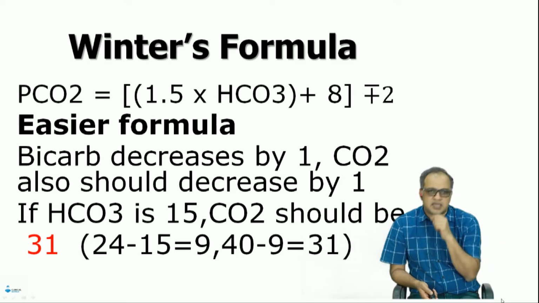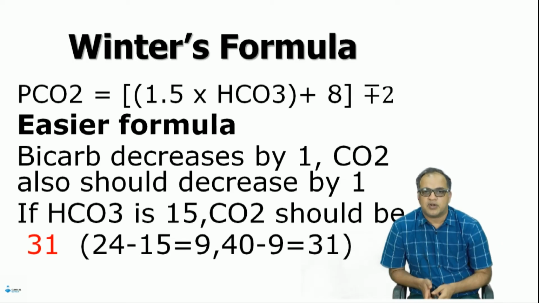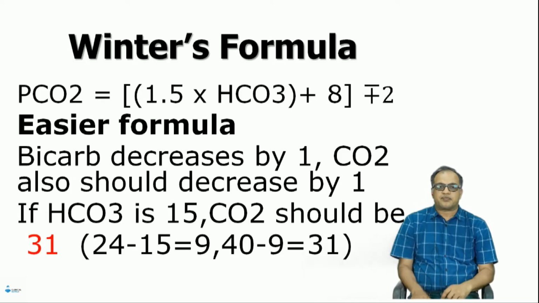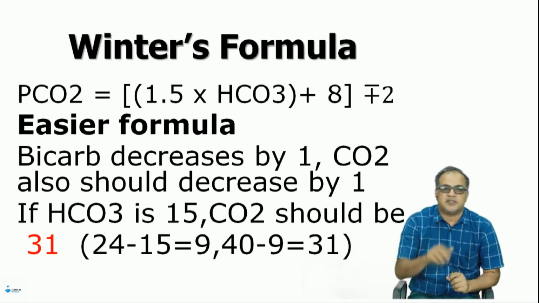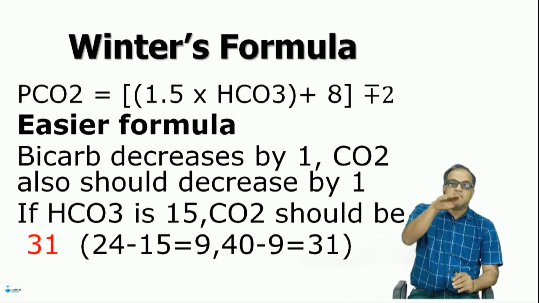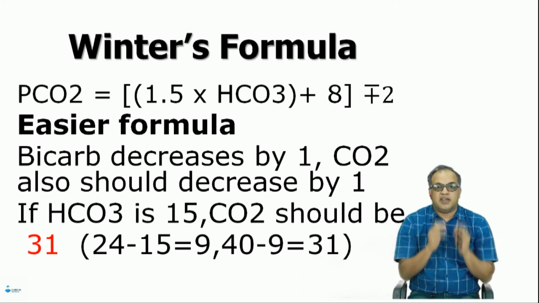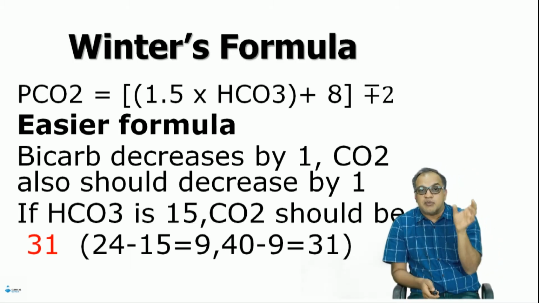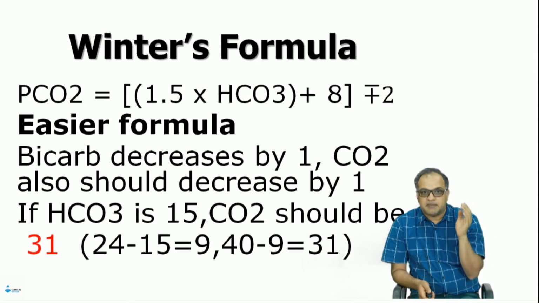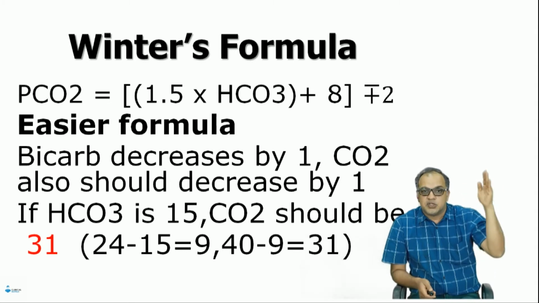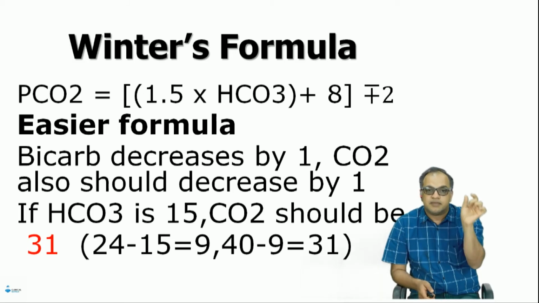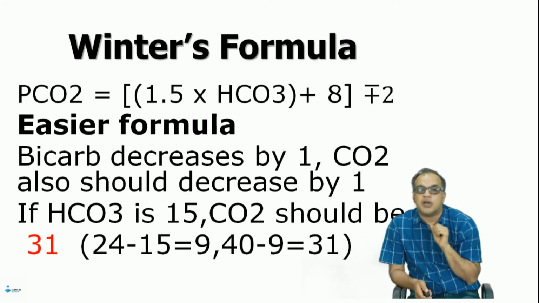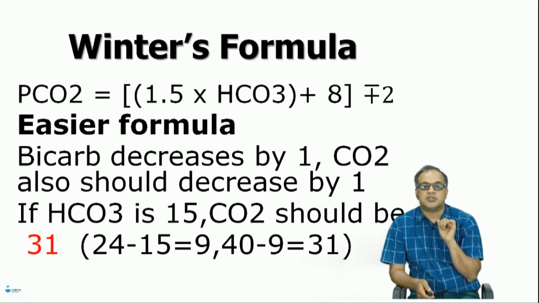That is 31, why did I write that? CO2 should be 41 minus 15. One minute, let's solve again. Not 41 minus 15. Bicarbonate decreases by 1, CO2 should also decrease by 1. If bicarbonate is 15, then the difference of bicarbonate, that means bicarbonate should have been 24. It is 15. That means it is 9 less than its normal value. So CO2 should also be 9 less than its normal value. That's why it comes to 31.